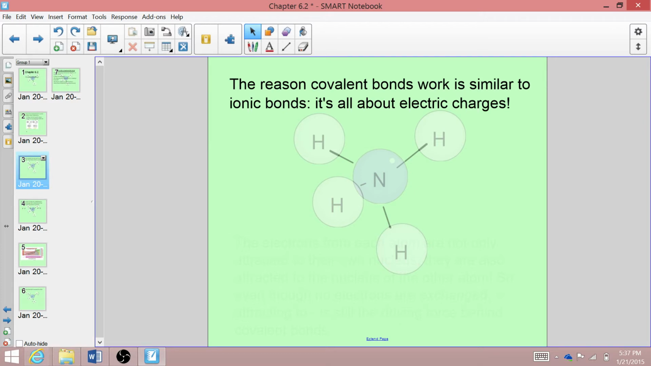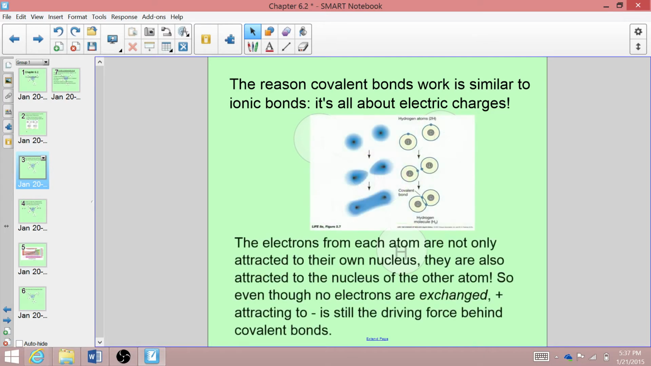In an ionic bond, a positively charged ion that has gotten rid of an electron is attracted to a negatively charged ion that has gained an electron. Opposites attract, so they are pulled together, and that's what holds that chemical bond together. In a covalent bond, the electrons from each atom are not only attracted to their own nucleus, because electrons are negative and protons are positive, they're also attracted to the nucleus of the other atom.